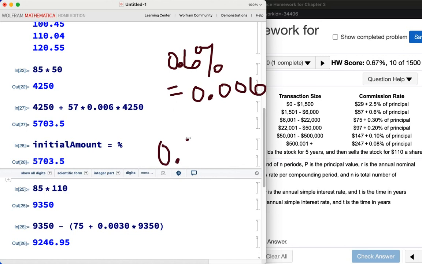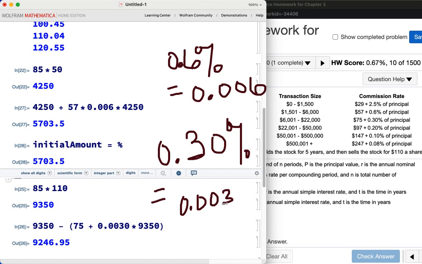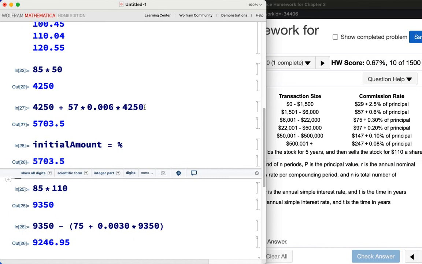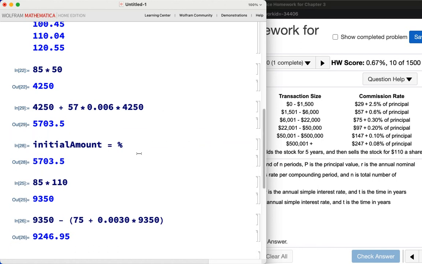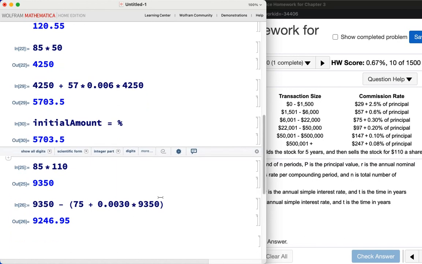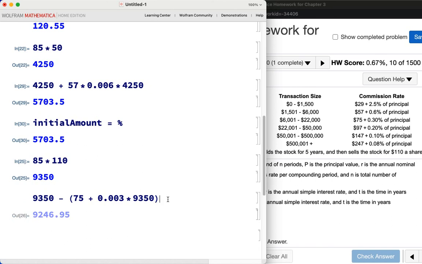And then here, this is $75 plus 0.30%, and 0.30% would be the same thing as 0.003, and if you want to, you can add that extra zero, but you really don't have to. Yeah, so let me make sure this is okay. 0.006 times the initial amount. Yeah, we're okay. That looks good. And then 93.50 minus $75 plus 0.0030 times the principal.